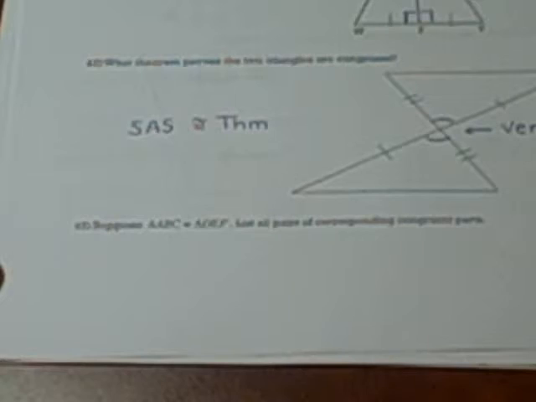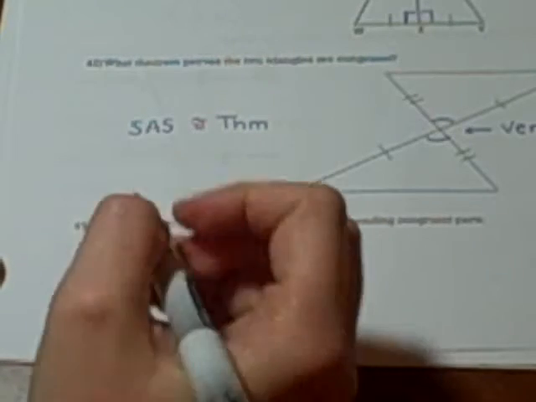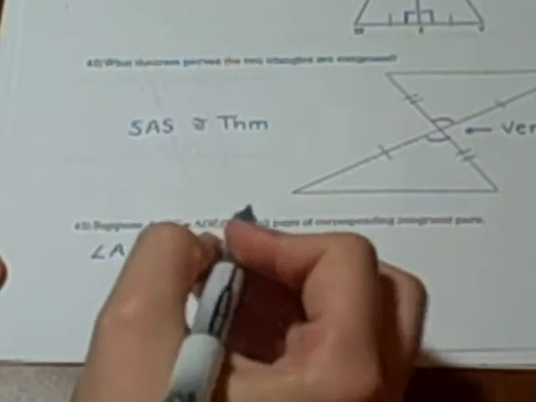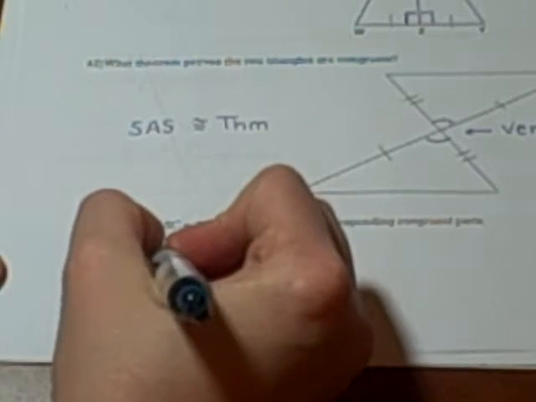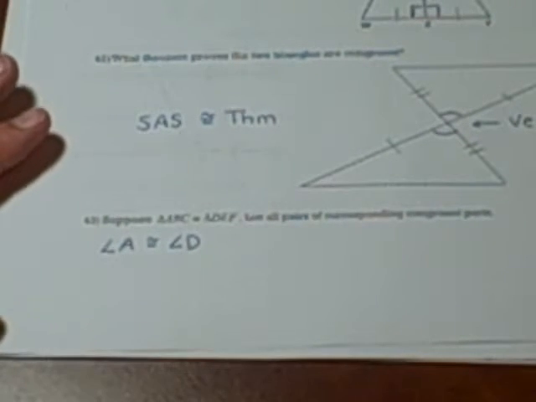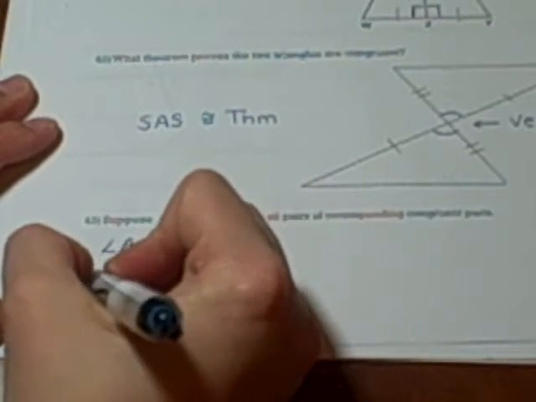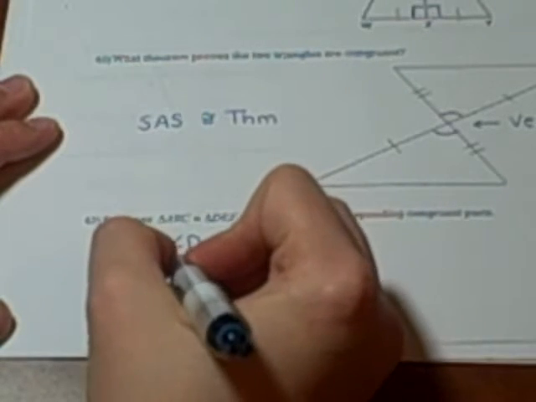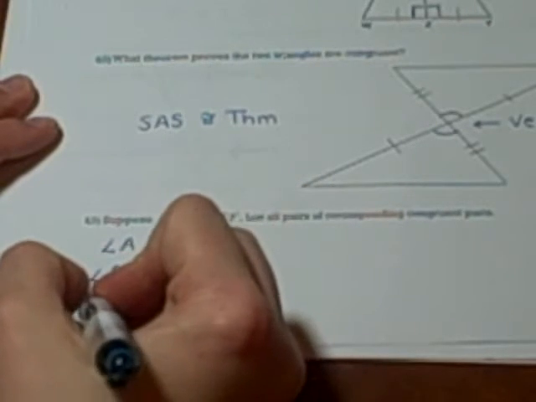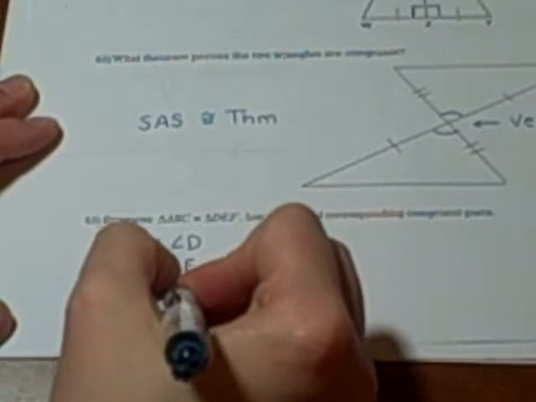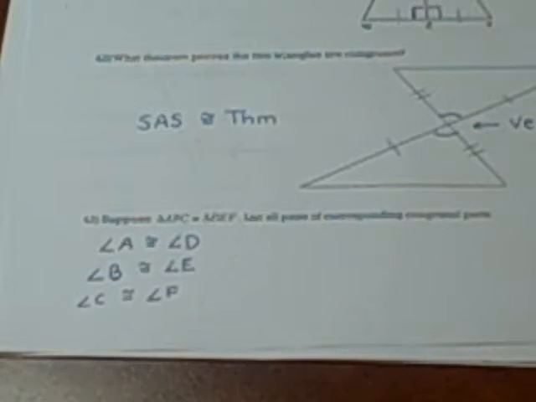Let's start with the angles, because the angles are really easy. I know that angle A in the first triangle would have to be congruent to angle D in the second triangle, because they're in the same position in that congruent statement. Let's then go to angle B. Angle B in the first triangle would be congruent to angle E in the second triangle. And angle C would be congruent to angle F. Okay, so those are the angles.